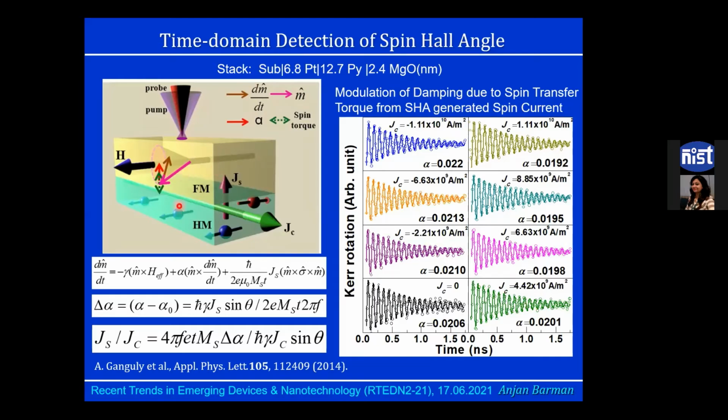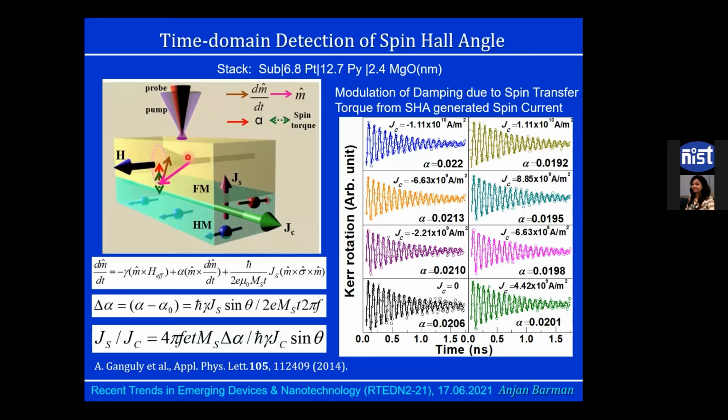So we deposited a heavy metal and a ferromagnet bilayer, and we created a contact pad for flowing DC current through the heavy metal, and of course some will be flowing through the ferromagnet as well. And instead of measuring any resistance or anything like that, we will do the all-optical measurement of precession. So when the current flows through the heavy metal, because of the spin Hall effect, it will split into two opposite spins, and that will give rise to a spin current, and the spin current will be injected into the ferromagnet.